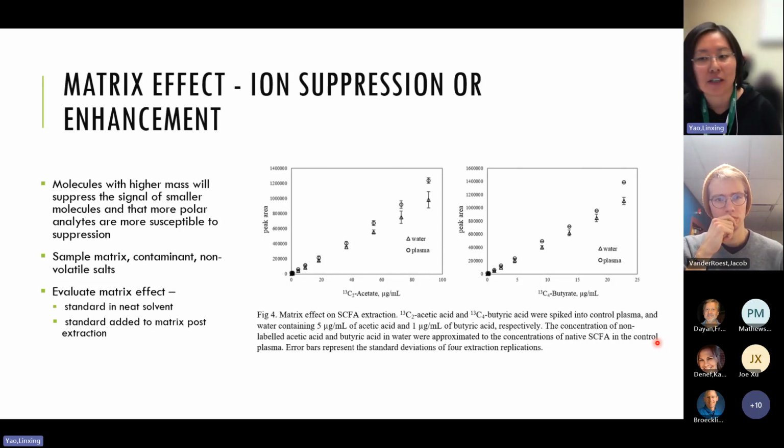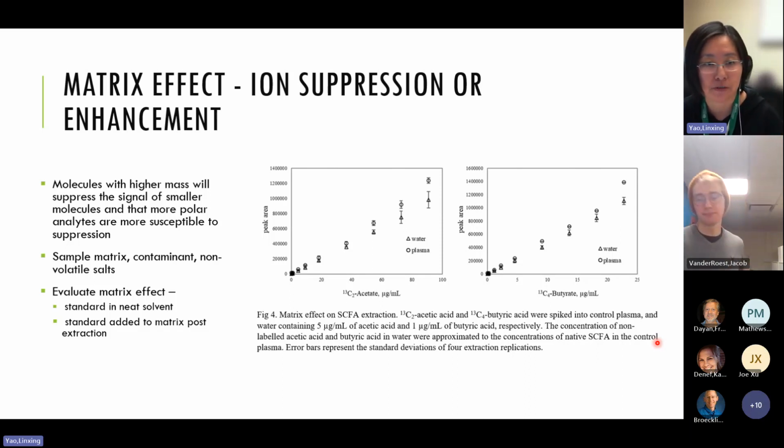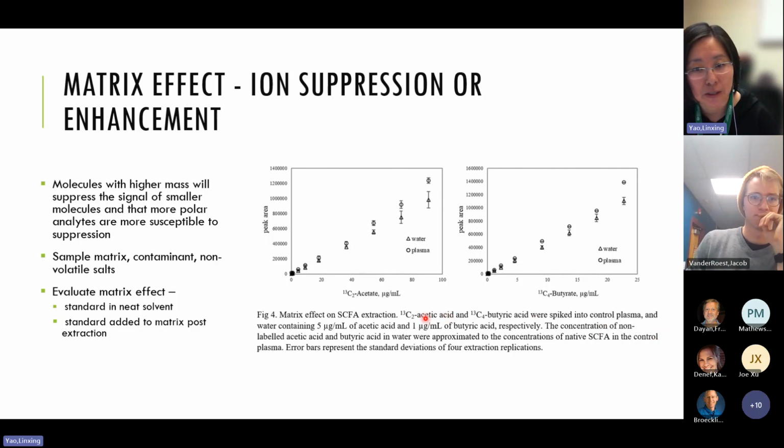Matrix effect again. Earlier, when I talked about the blood CBD THC experiment, we saw a negative impact from the sample matrix. That's the ion suppression from the sample matrix. Here I have an example, because the matrix effect can cause ion suppression or ion enhancement. The example here is ion enhancement we see when analyzing short chain fatty acids in human plasma.